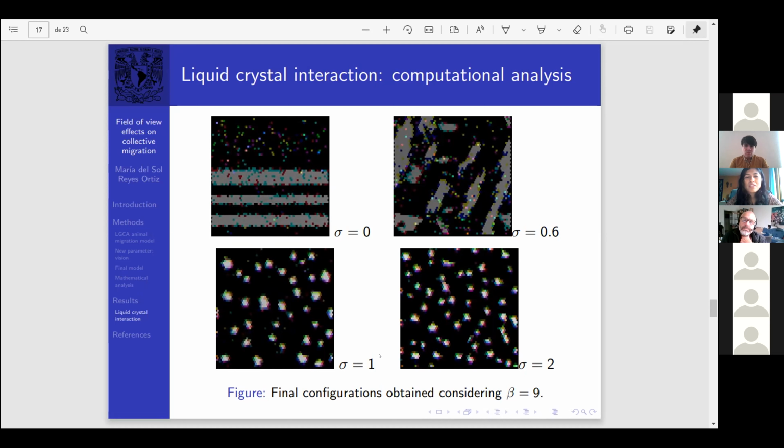What this is basically telling us is that as your view goes down, as you see less around you, it's more difficult for you to imitate or follow all your neighbors. So you start only following your closest neighbors, and particles start to just form these little clusters because they can't see any wider than that.